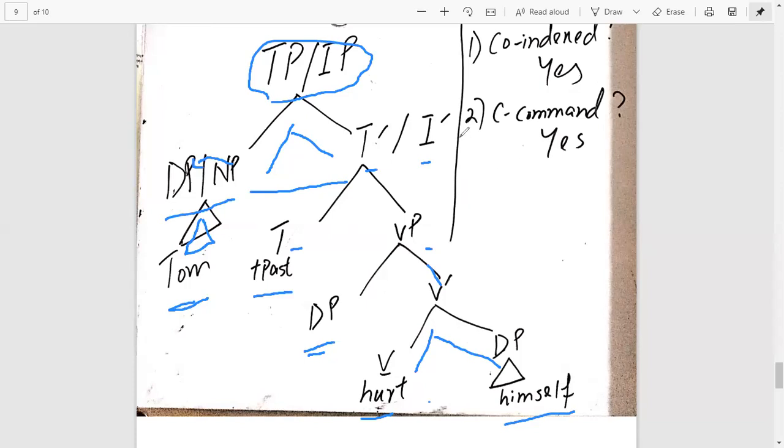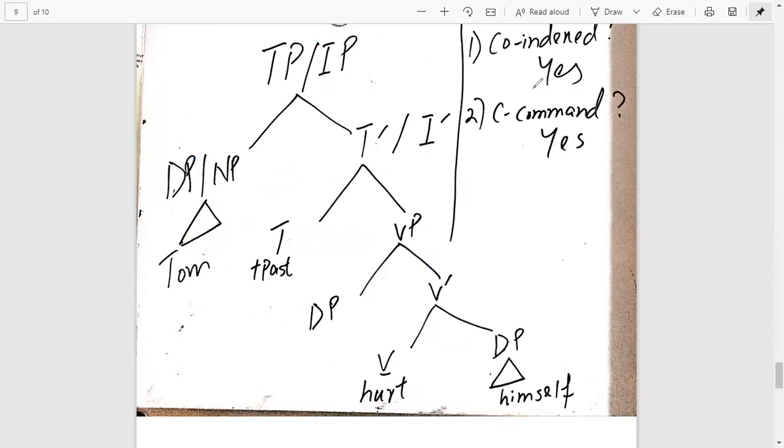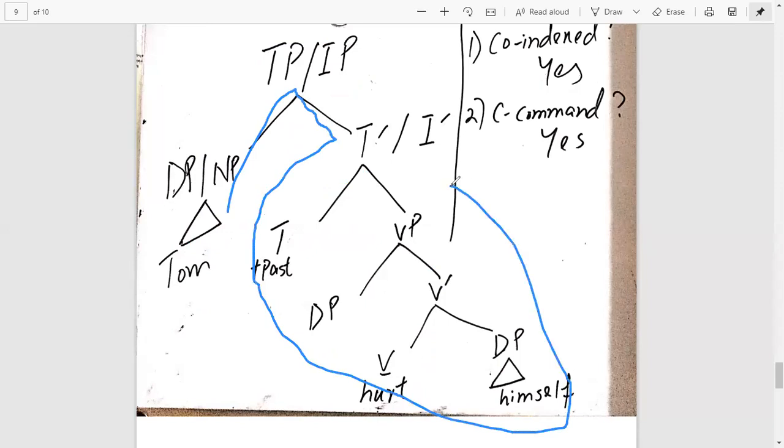We also discussed the concept of C command in the previous lecture. So Tom here has this branch. In the case of C command, what do you do? You go one step up and then all the way downward. So here Tom C commands T, VP, DP, V bar, V, etc. So Tom also C commands himself, a DP as well. So C command is also applicable in this example.